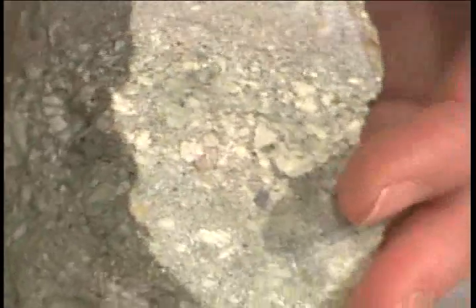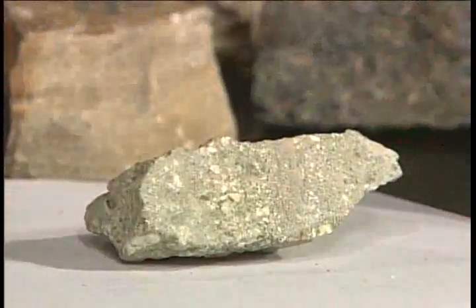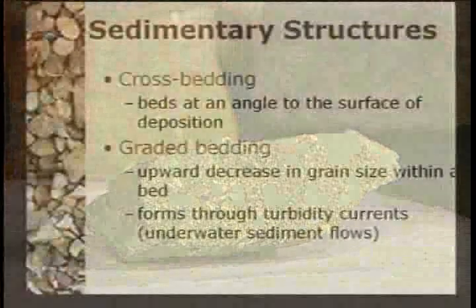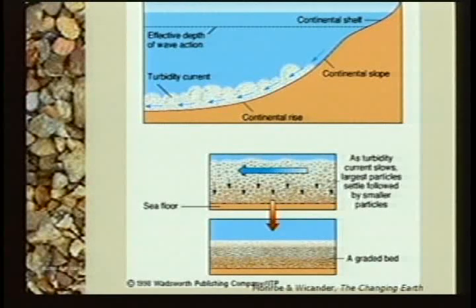Now, graded bedding most commonly occurs in the deep marine environment, formed through something called turbidity currents, or underwater sediment flows. Here you see in this diagram, we're looking underwater. This would be our land surface, and here is the continental shelf, and then the shelf slope break. This becomes very unstable and moves rapidly downhill because of gravity.